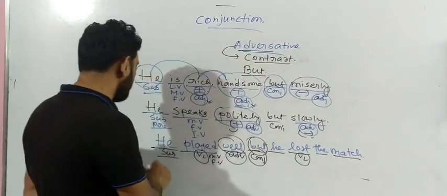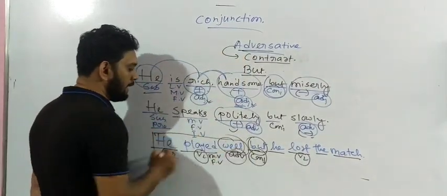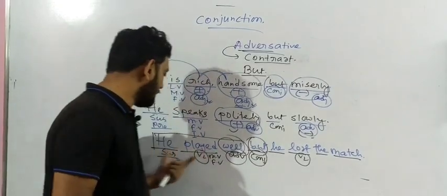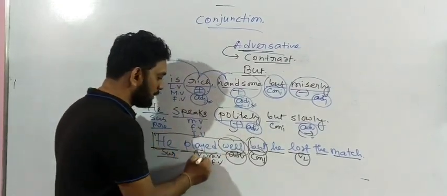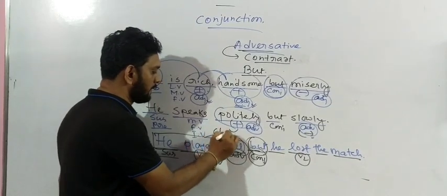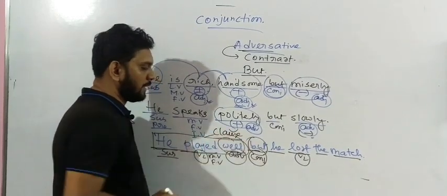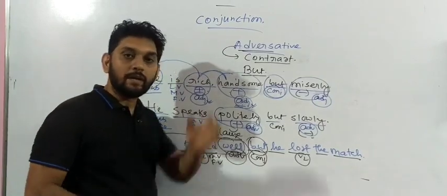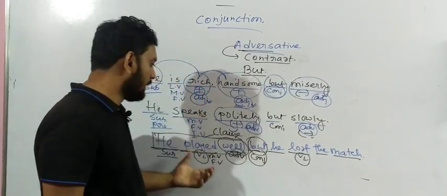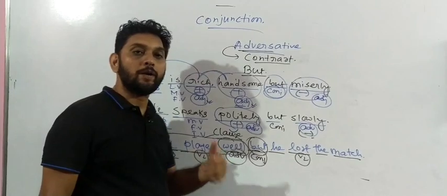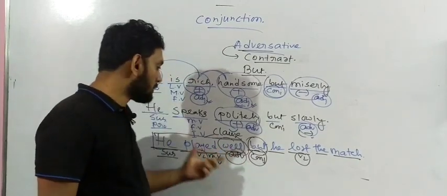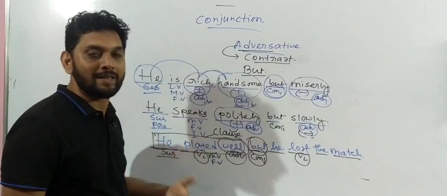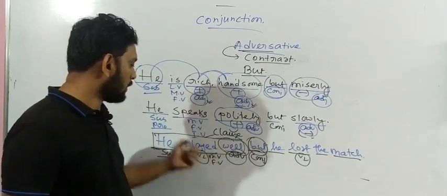Now, have you seen, I have written a sentence over here: he played well. That means it is a clause. Are you getting my point? It's an independent clause. And why do we call it an independent clause? Because it can stand alone. That means it can express its own meaning very easily. He played well is a clause.